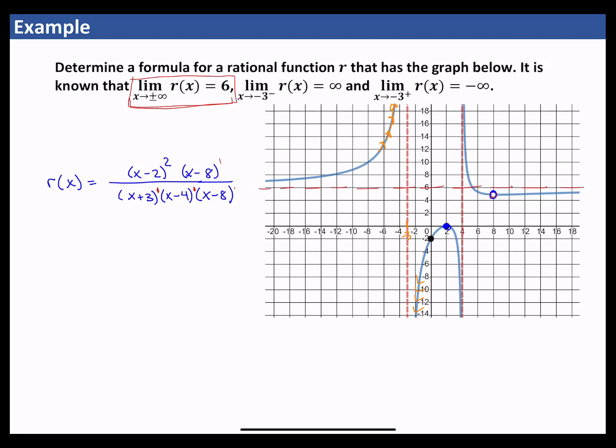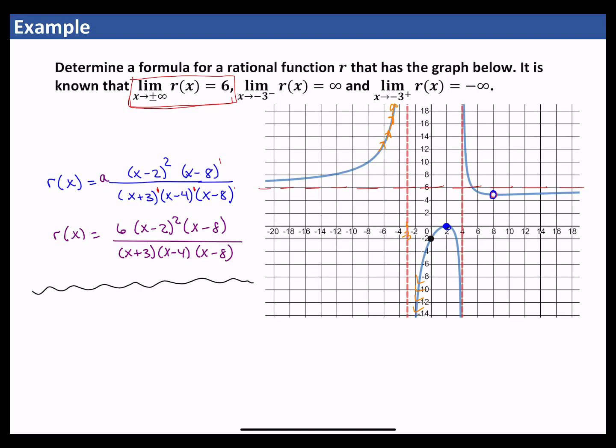Now there's two ways that we could finish up this problem. We do know that there could be some type of vertical stretch or compression. Because the horizontal asymptote is y equals 6, we actually could just conclude that this is going to be r of x equals 6 times x minus 2 squared, x minus 8, over x plus 3, x minus 4, x minus 8. That way the ratio of the leading coefficients would just be 6, satisfying our rules for horizontal asymptotes.